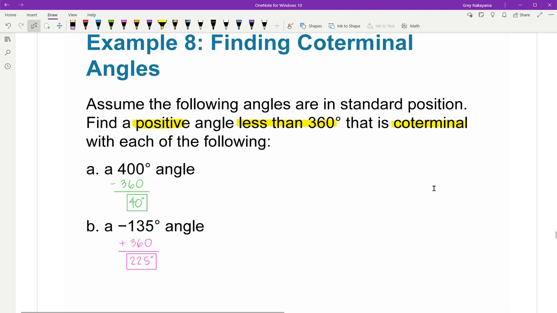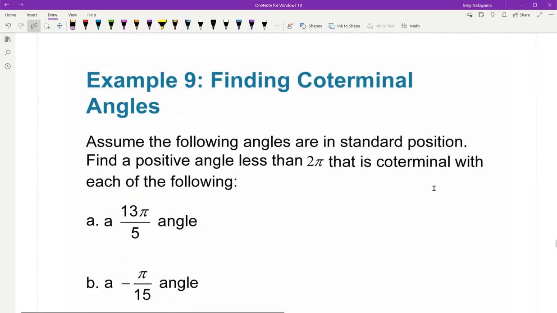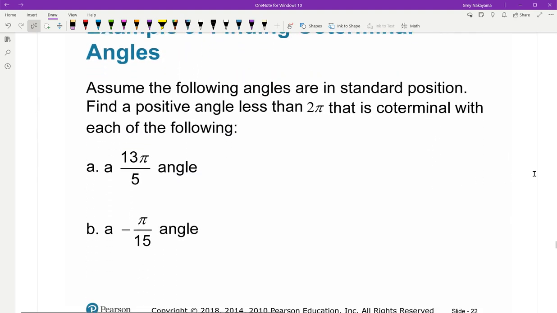All right, in a similar fashion, example 8 was degrees. Example 9, we're doing the same thing, but this time we're going to be using radians. Okay, so I have 13 pi over 5.